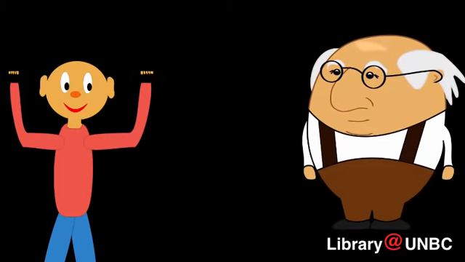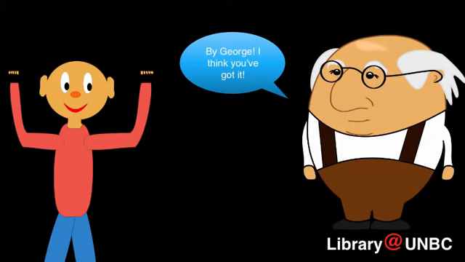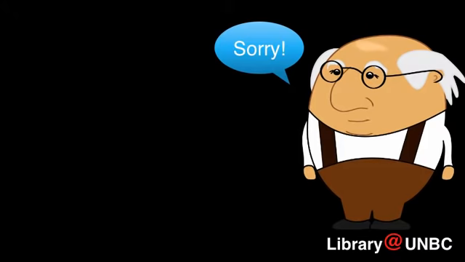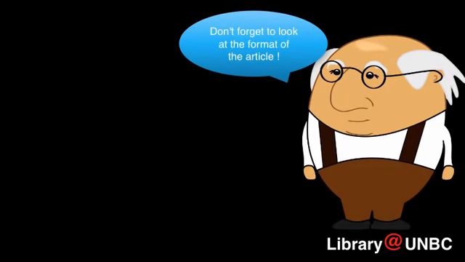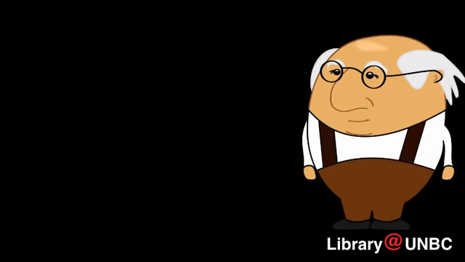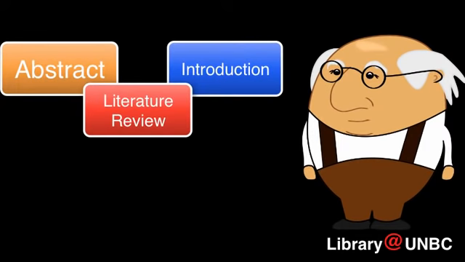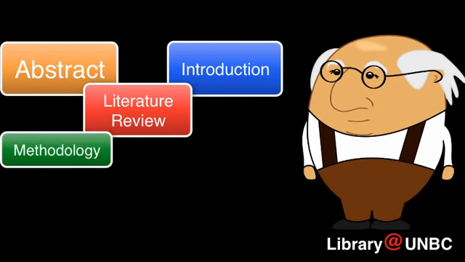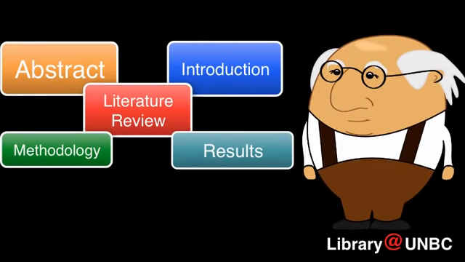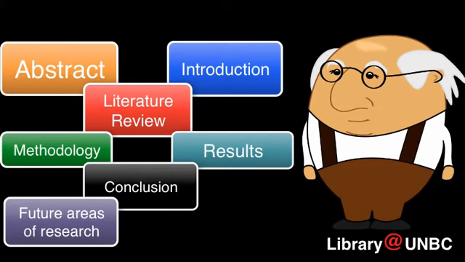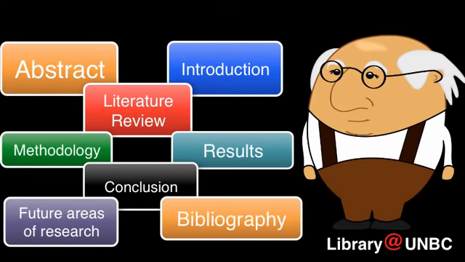And finally, one of the ways to determine if the type of literature you are looking for is popular or scholarly is by looking at its design. Academic articles tend to follow a particular format, which includes having an abstract, an introduction, a literature review, methodology, results, a conclusion, a discussion of future areas of research, followed by a bibliography or a set of references.